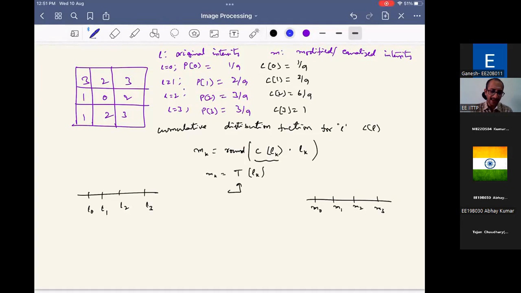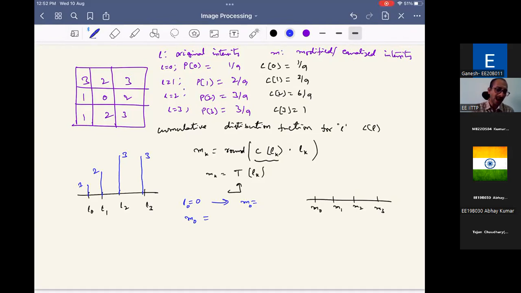Okay, so now if we apply this, what is M0, or the first intensity? L equal to 0 gets transformed to M equal to what is the question. So L0 equal to 0 means that M0 equals how much? That means all the pixels having intensity 0 here, where do they get placed is the question. All the intensities having 1 here, where do they get placed? All the intensities having 2 here, where do they get placed? Similarly, 3 here, where do they get placed? These are the questions.